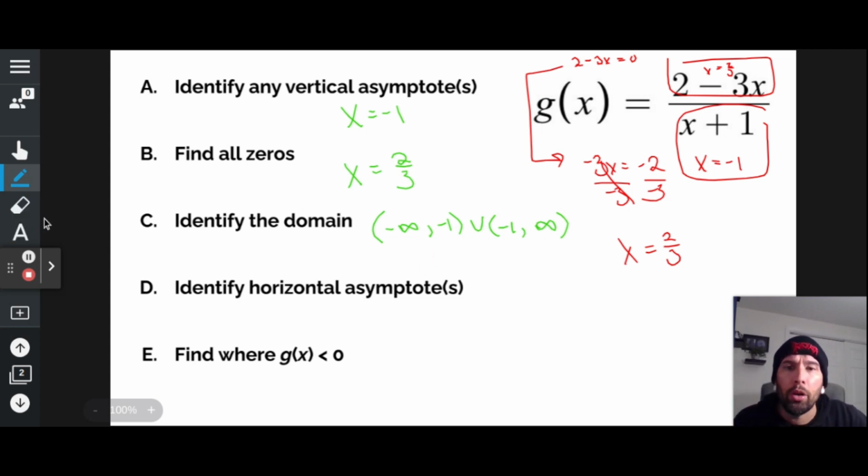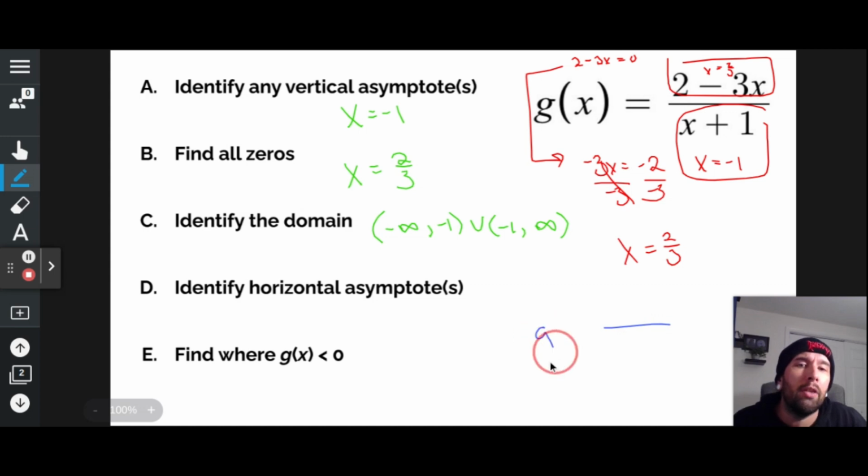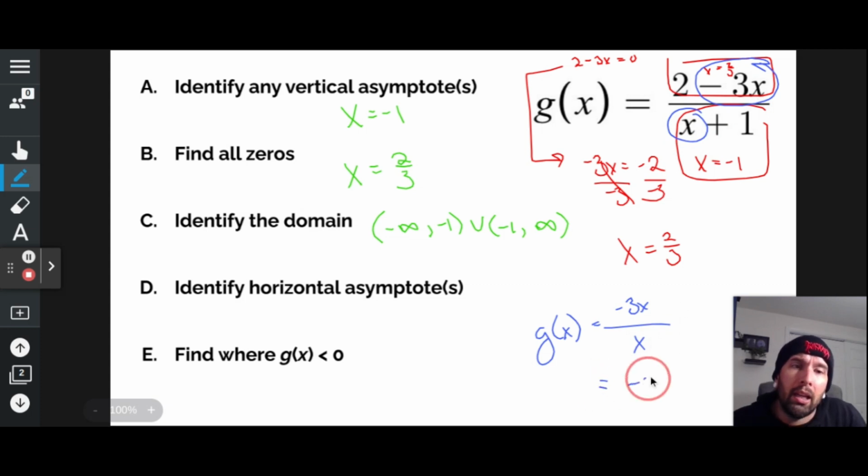Now, the horizontal asymptote has to do with the end behavior. Let me rewrite what g of x is without eliminating too much. The end behavior is found by looking at the leading coefficient up here, which is negative 3x, and the leading coefficient down here, which is x. Simplify that, and you get negative 3. Normally I'd plug in infinity, but I don't have to do that. So the horizontal asymptote is y equals negative 3.